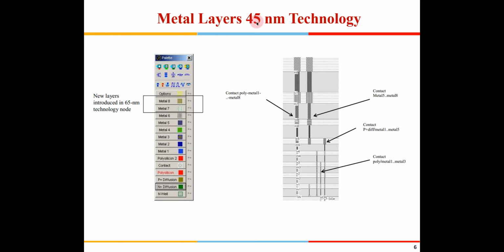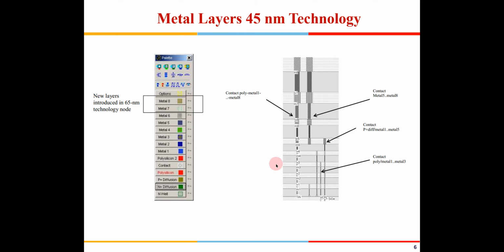This is for 45 nanometer. Most of the layers are aluminum. If I remember correctly, the top layers are copper, some of them. So you have the 6 metal layers, and then you have additional layers coming in for 45 nanometer and 65 nanometer technology. Even for 45 nanometer, these additional top metal layers are there.